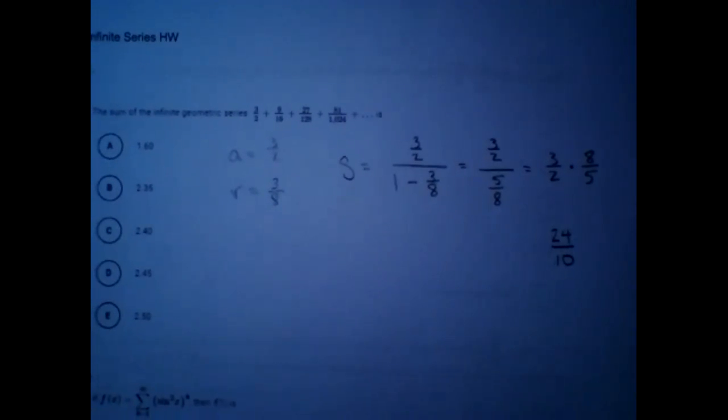And when you divide by a fraction, that's going to be the same as multiplying by the reciprocal, so multiplying by 8/5. And so that's going to give us 24 over 10, which would be 2.4. So that one is going to be C.